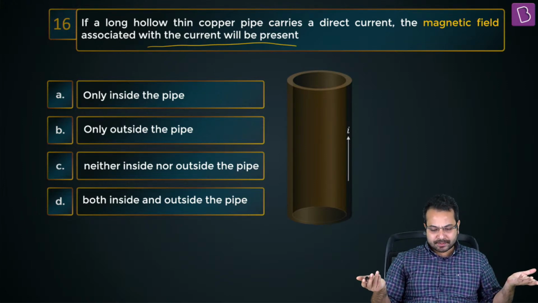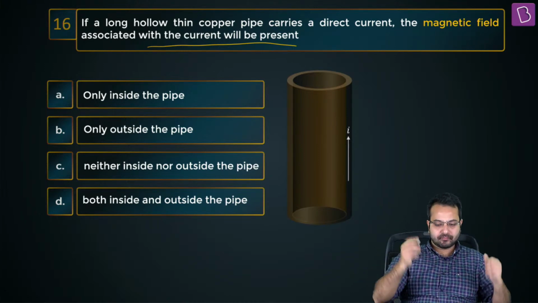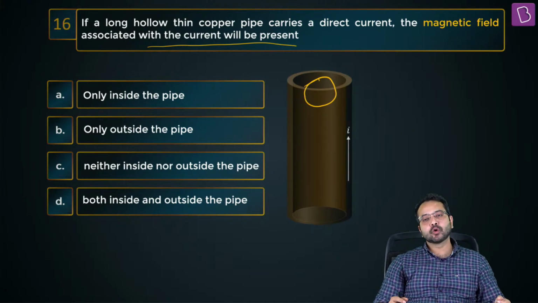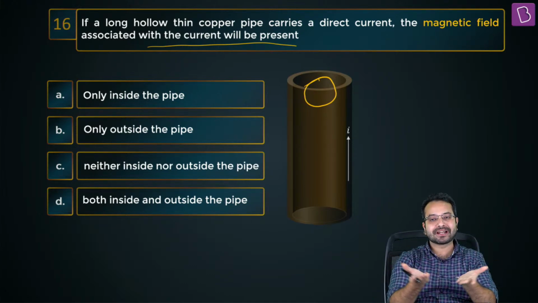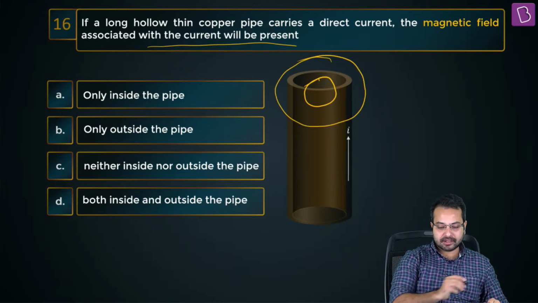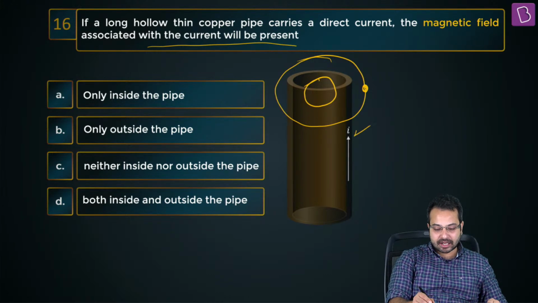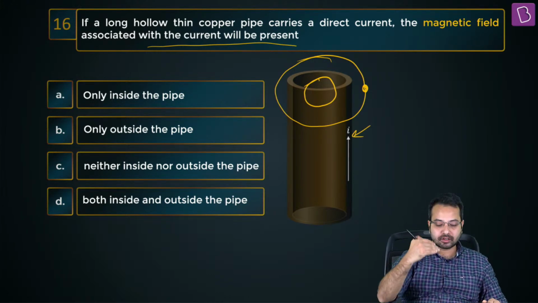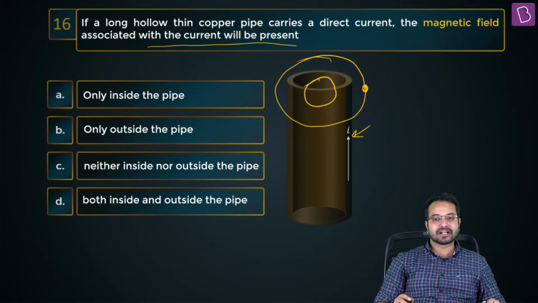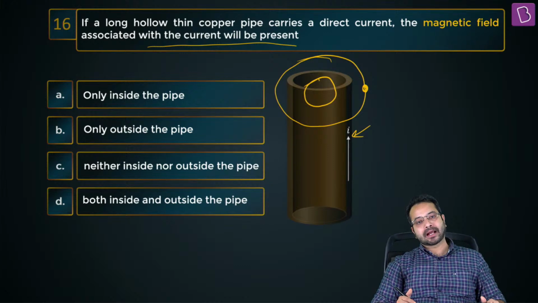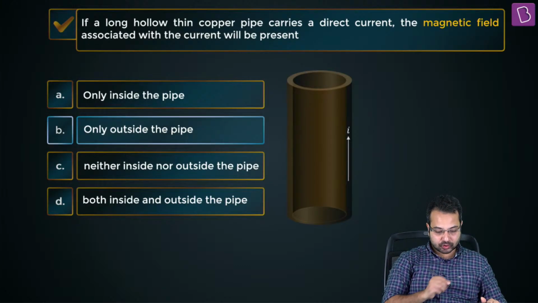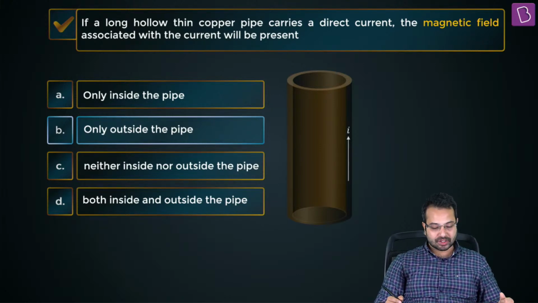So this is a simple question on Ampere's law. If we take an Amperian loop inside, the current through the Amperian loop is going to be 0 because there is no current inside the conductor. And if we take a point outside, then certainly there is current crossing the Amperian loop. Which means inside the magnetic field is going to be 0, outside the magnetic field is going to be non-zero. So what will be the correct option? The correct option is going to be option B, only outside the pipe.